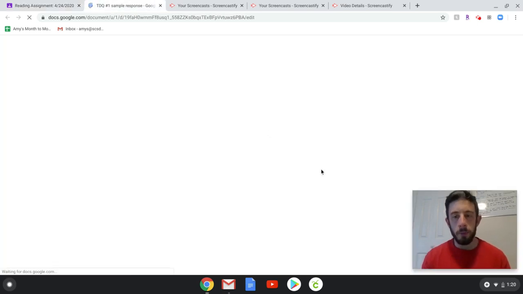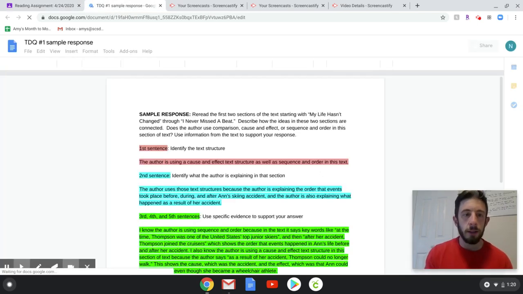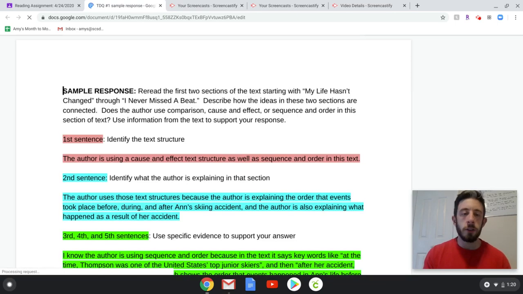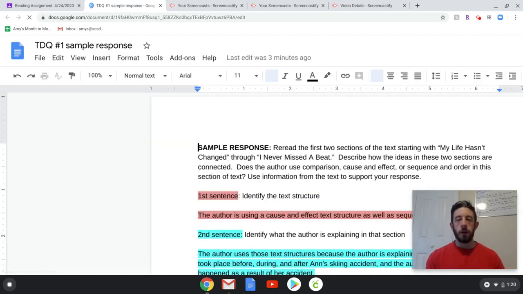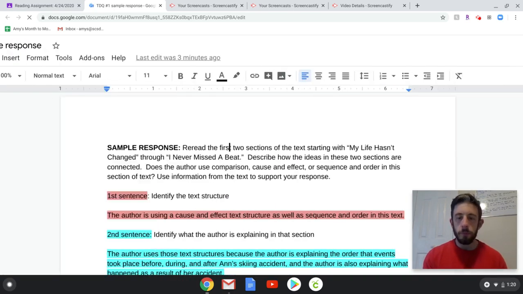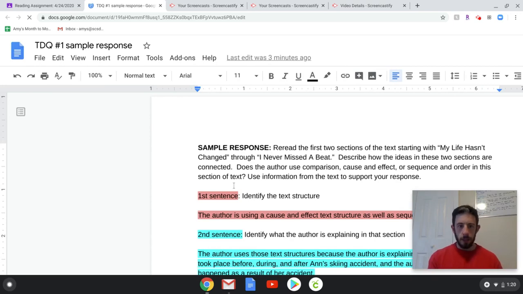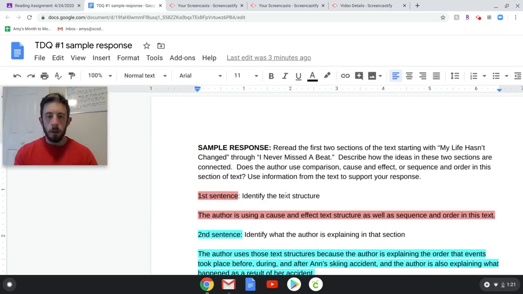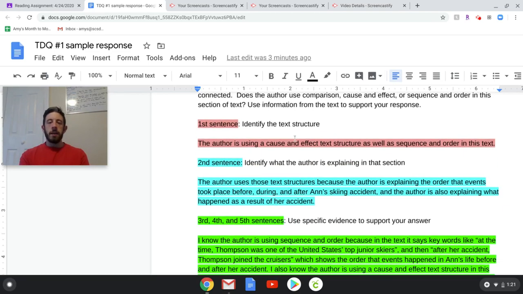And here is the sample response for you guys. So let's take a look at this. The first sentence should identify the text structure. So as you can see, I wrote here, hang on. Let me figure out a way to make this visible. All right, so the first sentence, identify the text structure.